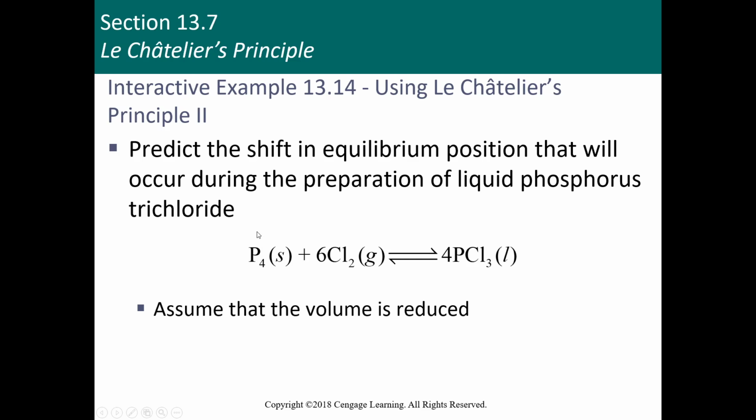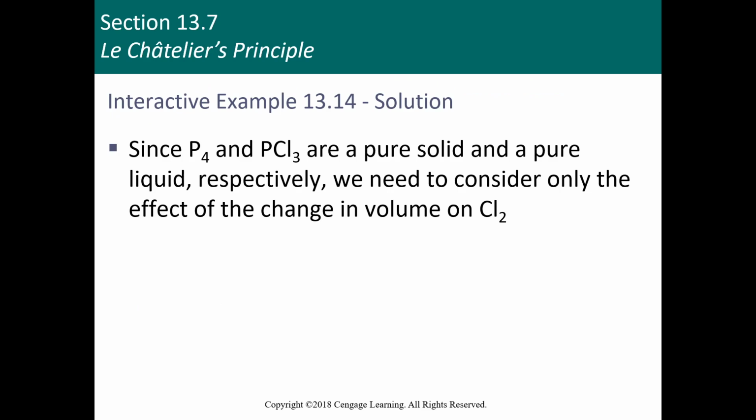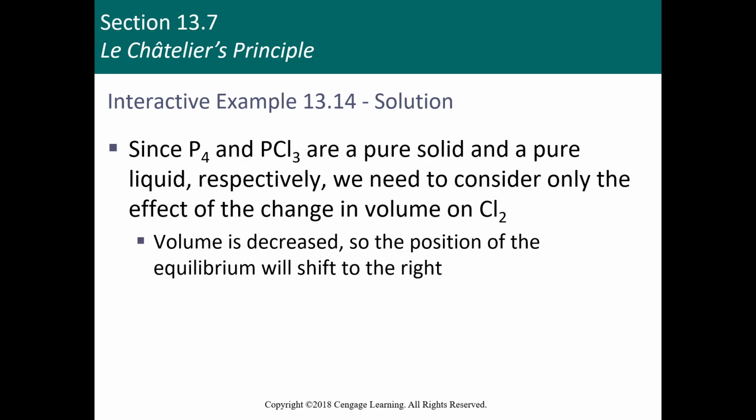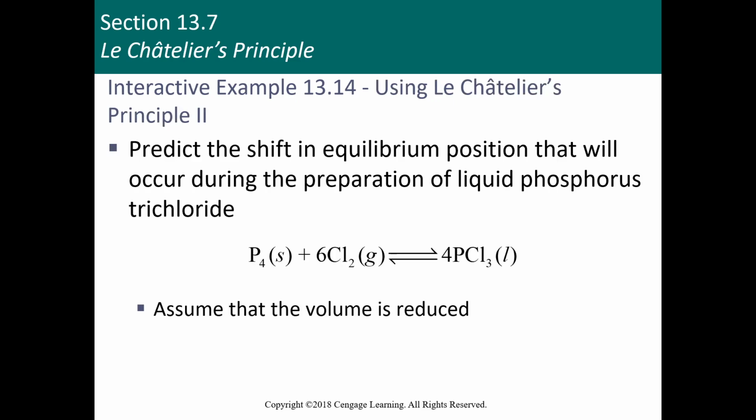All right, so right here we have a solid, we have a gas, we have a liquid. So the P4 and PCl3 are pure solid and pure liquid. The one we need to consider here is only the effect of the change in volume on Cl2. So Cl2 is our only gas here. So if the volume is decreased, the position of the equilibrium will shift towards the right. Because, again, volume decreased, we want to decrease the number of moles of gaseous molecules. That means that we need to convert the gas here to our liquid form, thus taking up less volume.